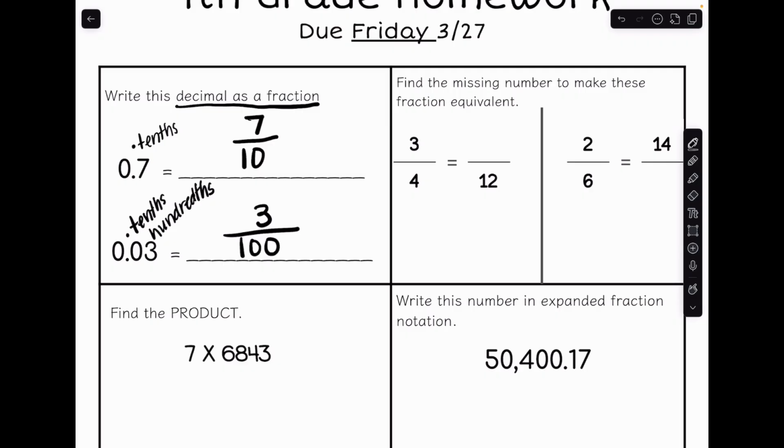Next, find the missing number to make these fractions equivalent. Remember, we use multiplication whenever we're trying to find equivalent fractions. So 4 times what equals 12, and whatever you do to the bottom, you have to do to the top. So if you were to write down your multiples, if you don't know them automatically, that's 4, 8, 12. So 4 times 3 equals 12.